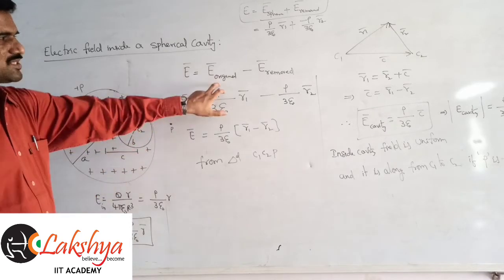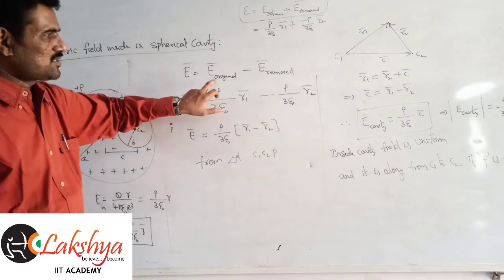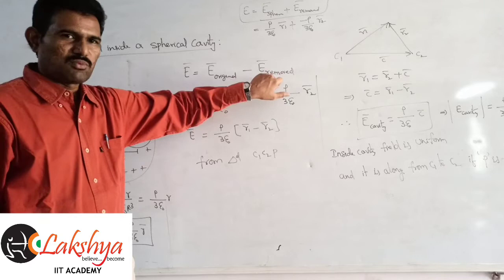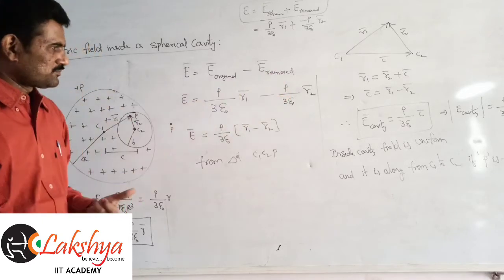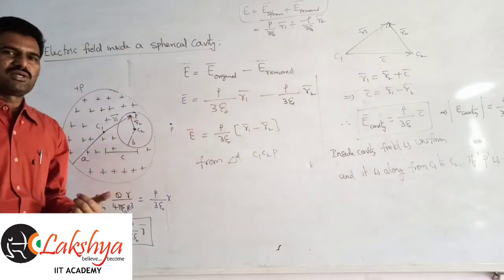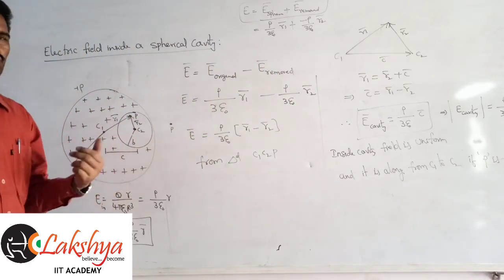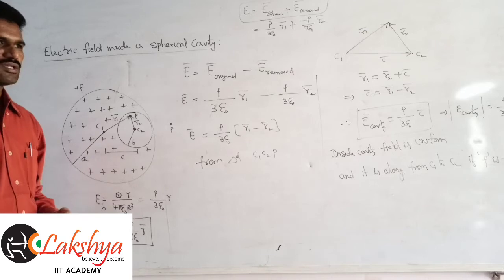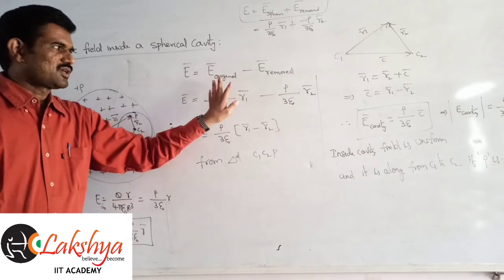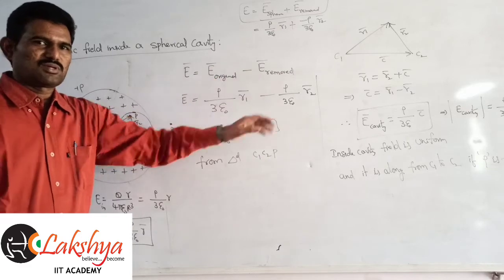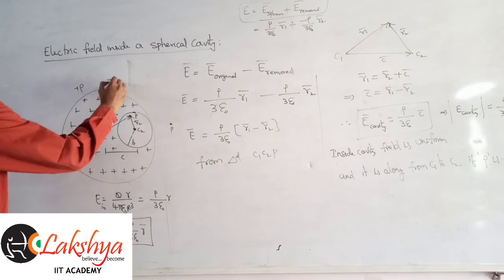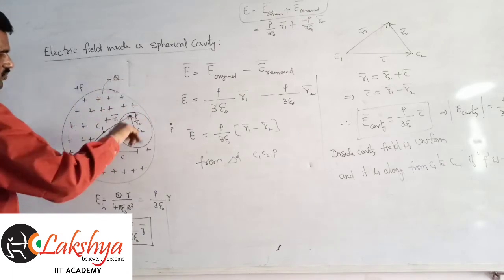The method is the same: the original electric field due to the original sphere minus the electric field due to the removed part we need to write. But this formula you can't substitute. Our outside formula is kq by small r square. If you take the whole charge as capital Q, and the removed part you may consider as a small q.